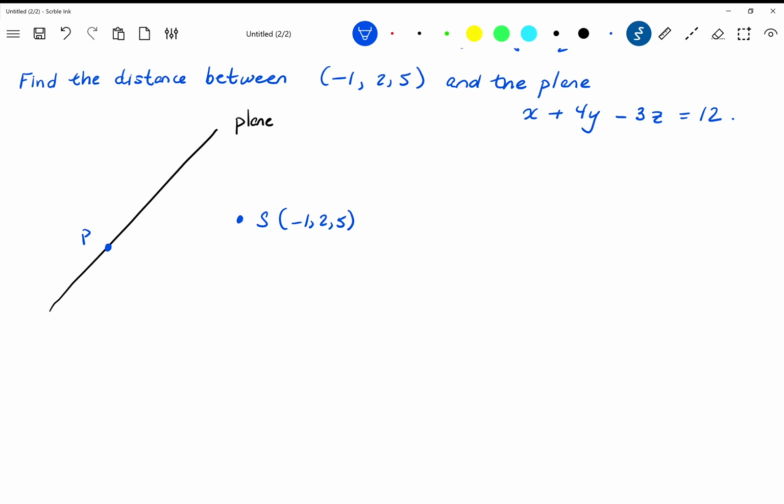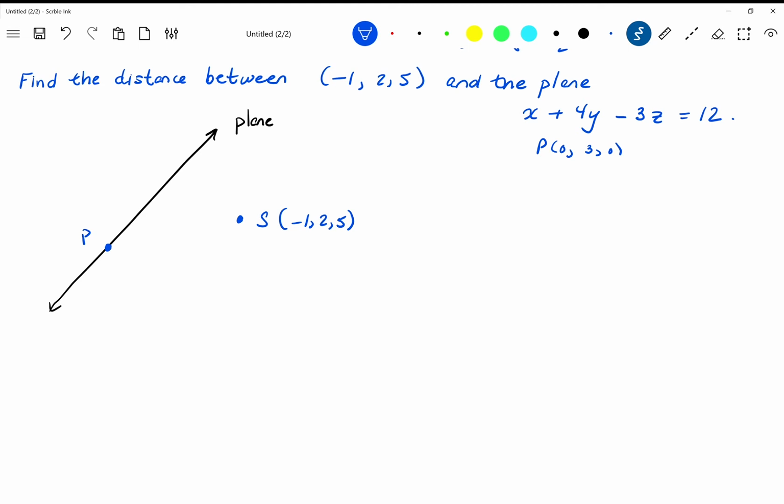So we have the point -1, 2, 5, which is definitely not on the plane x + 4y - 3z = 12. Looking at our visual here, this black line is our plane. The way we go about this is we select a point that's on the plane. I'm going to pick the point 0, 3, 0. It's always handy to use as many zeros as you can. So that's our point P that's on the plane.